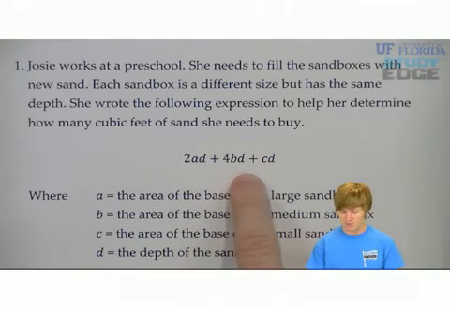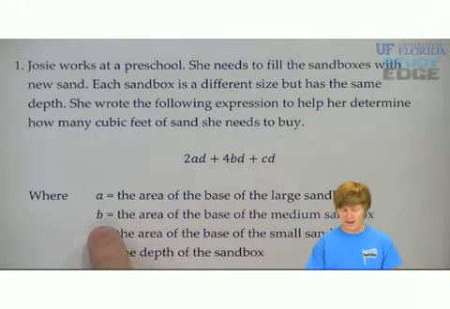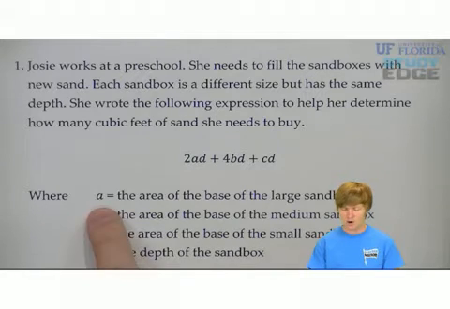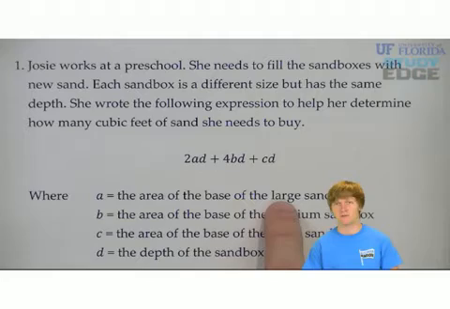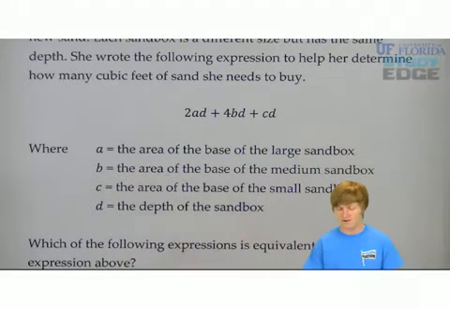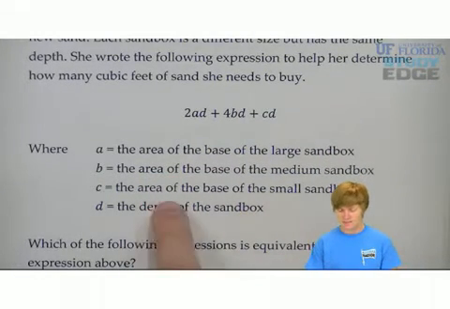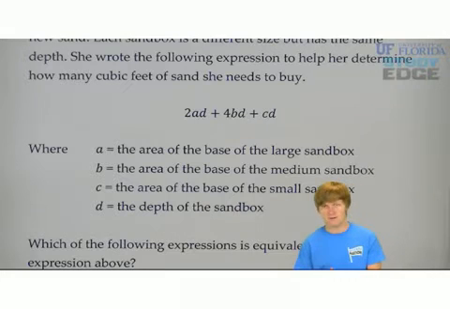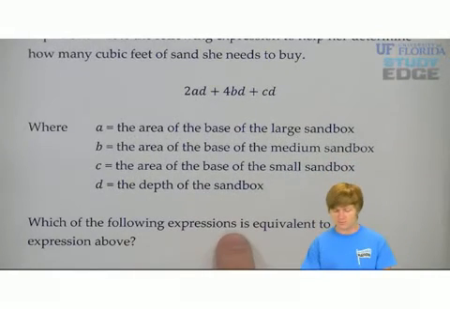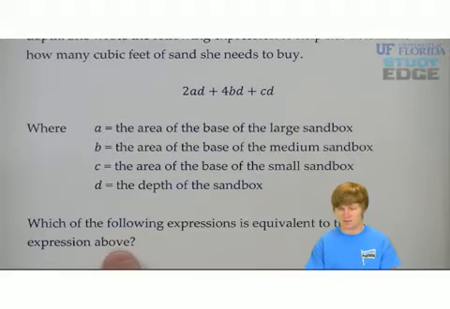And then it gives this expression right here, where it tells you that A, B, C, and D all represent different things. The A represents the area of the base of the large sandbox, B is the area of the base of the medium sandbox, C is the area of the base of the small sandbox, and D is the depth of the sandbox. Which of the following expressions is equivalent to that expression above?